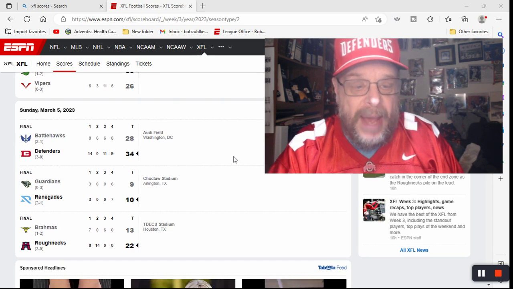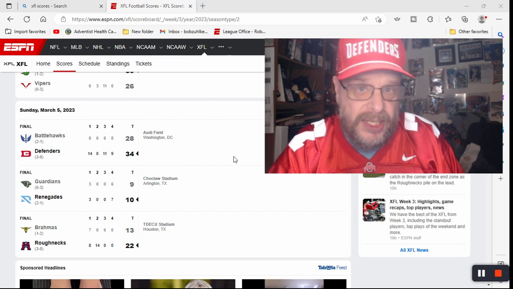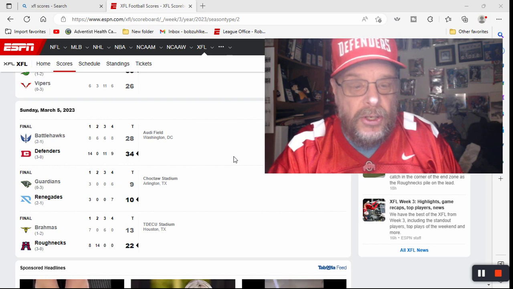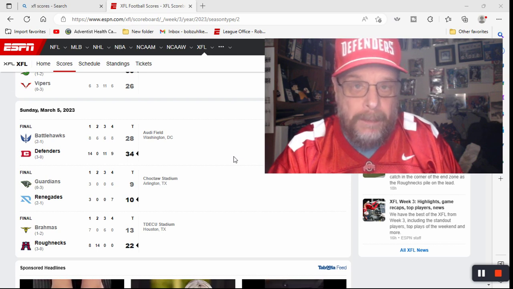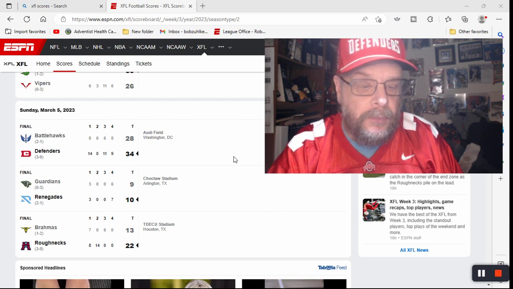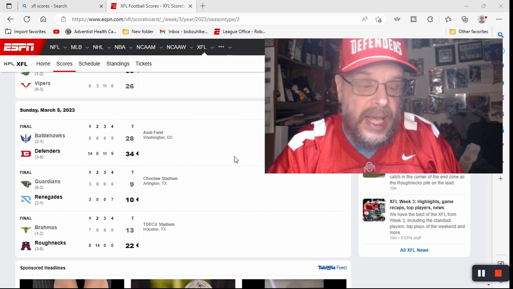The next one you got is the Battlehawks against my Defenders. And the Battlehawks were not so lucky. They ended up losing 34-28. The Battlehawks did get a late touchdown, and I was afraid they were going to do the XFL shenanigans, but they weren't able to pull it off. So the Defenders did end up hanging on to win that game by the score of 34-28 and went to 3-0. Undefeated record, and them and the Roughnecks are the only two teams that are undefeated on the season so far.